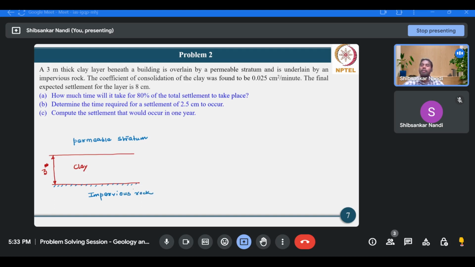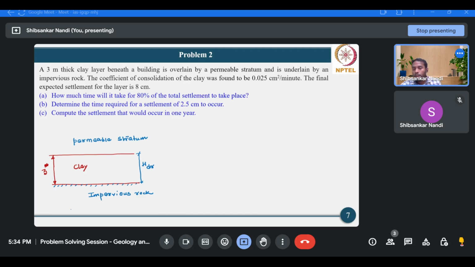Now, what is the physical significance of this statement? The physical significance is that the drainage will take place in this problem only from the top of the clay layer. So therefore, your drainage path length will be the total thickness of the clay. This is the physical significance of this statement.